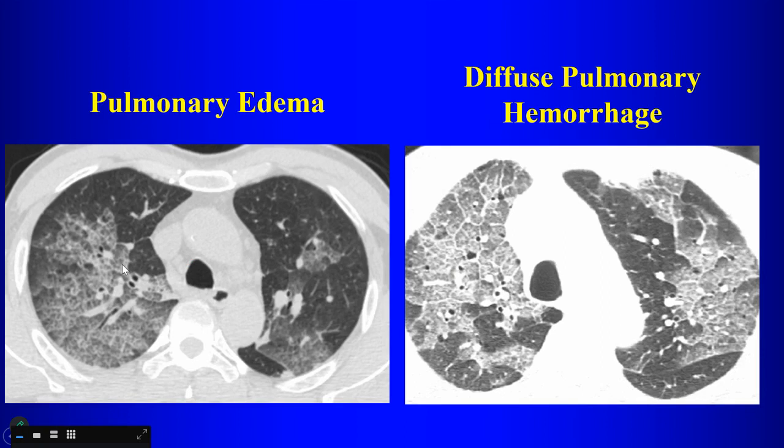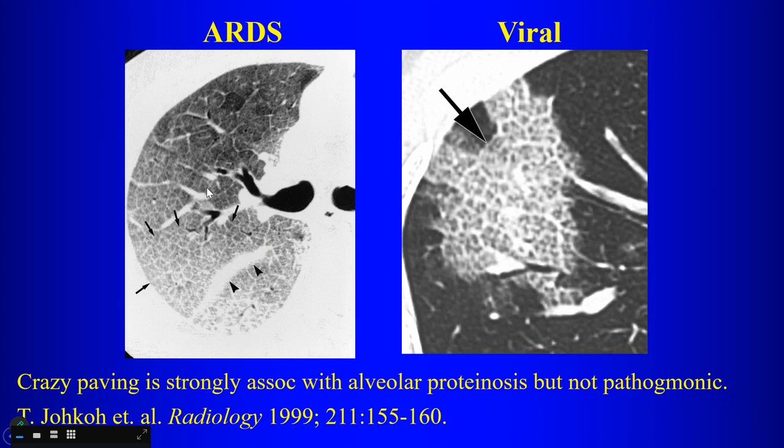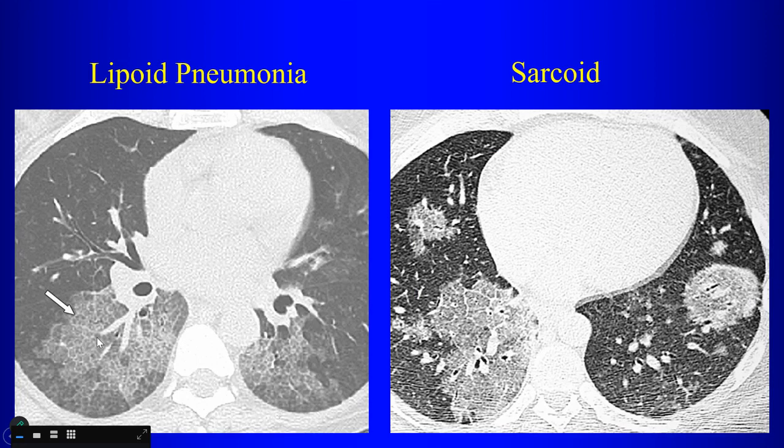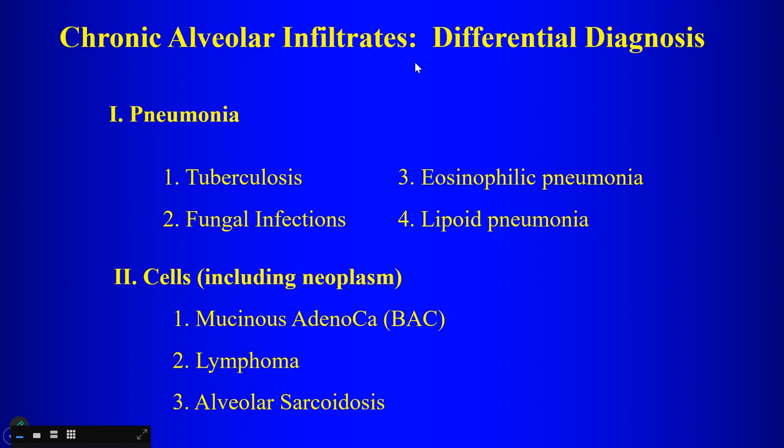Pulmonary edema is probably the most common thing. If you come across crazy paving, it's probably pulmonary edema. You can also see it with alveolar hemorrhage, with ARDS. Viral pneumonias can also give you crazy paving. So there are many other things that can give you crazy paving besides alveolar proteinosis, although that is something you need to consider, especially if you're taking a board exam and you see crazy paving, okay? Bronchoalveolar carcinoma, pneumocystis pneumonia, lipoid pneumonias, and a rare case of sarcoid can also give you crazy paving. Many other things.